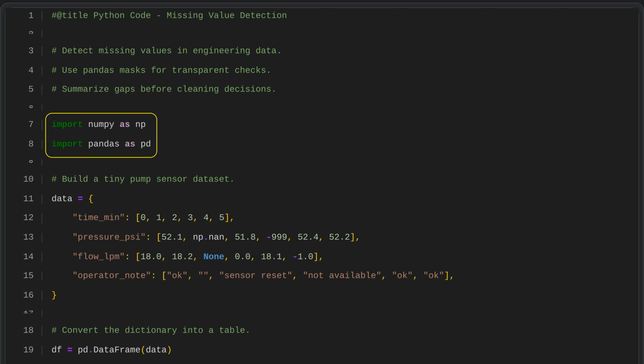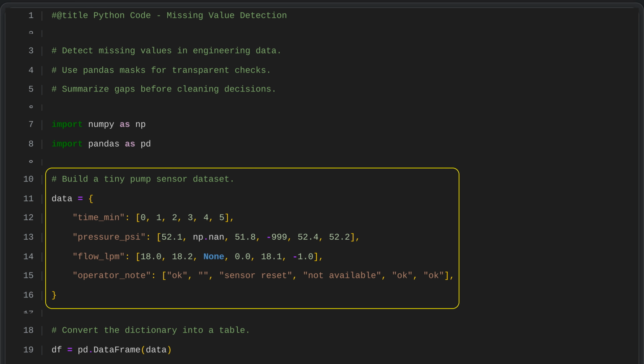The script begins by importing NumPy and Pandas, two core libraries for data work in Python. NumPy supports efficient array operations and mathematical processing, while Pandas provides data frames for working with structured data. Together, they prepare the script for later data manipulation and analysis.